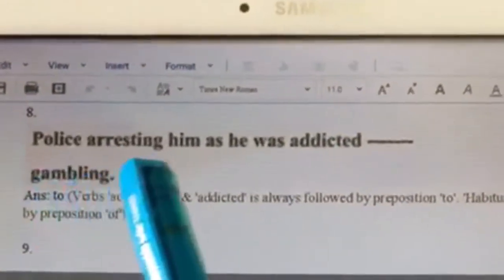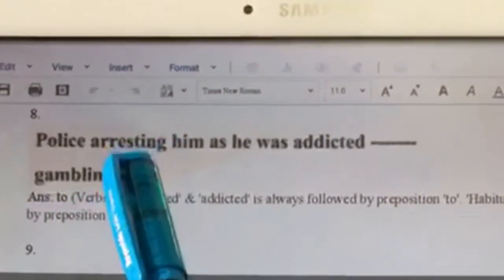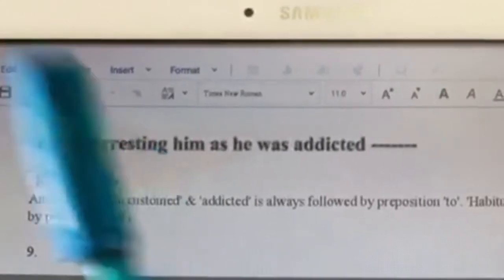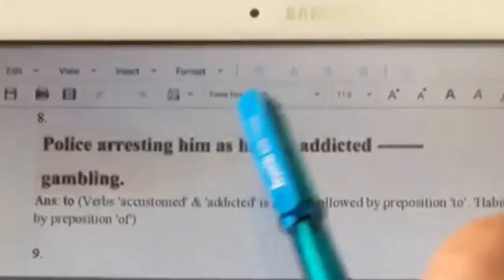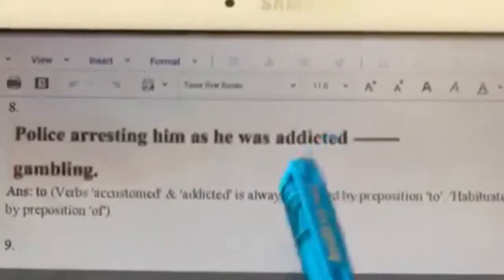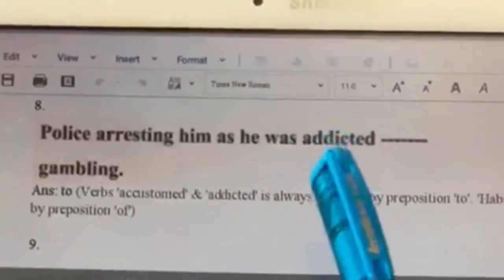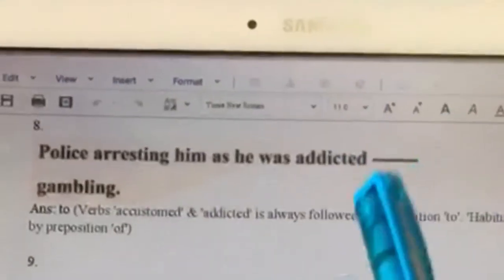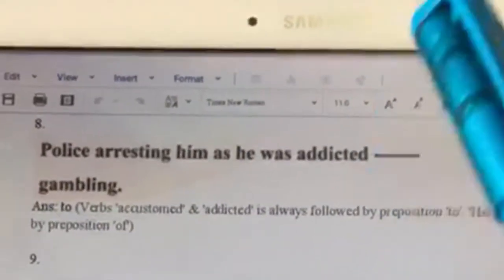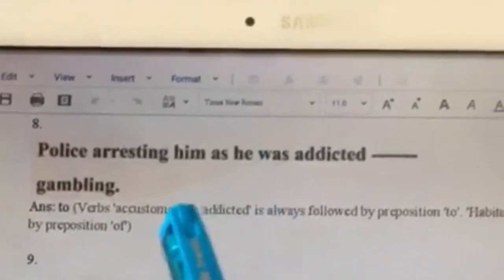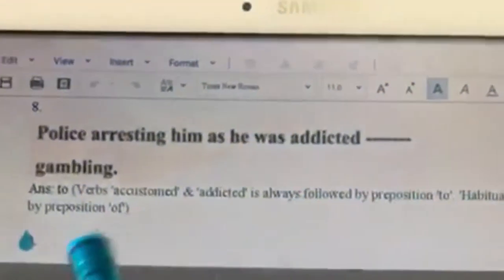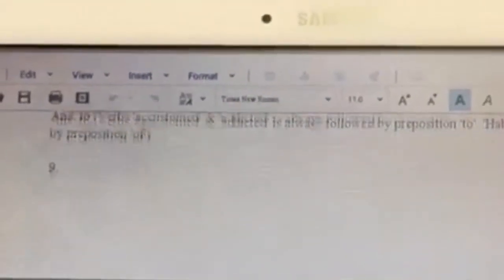Police arresting him. Now this is not right, this should be arrested. Please note this. Police arrested him as he was addicted dash gambling. As discussed earlier, it has to be to, because any form of the verb addict is always followed by the preposition to, and any form of accustom is always followed by to, and habituate is a verb and any form of it is followed by the preposition of.